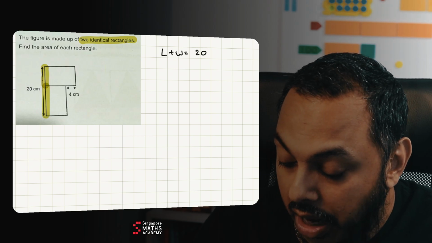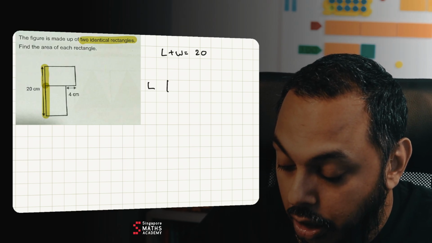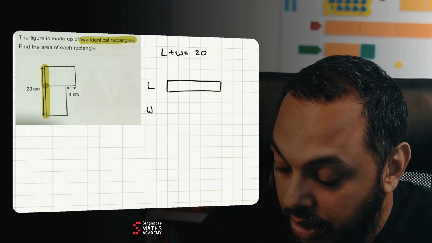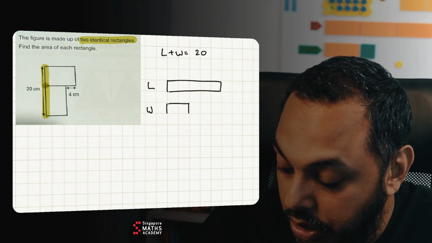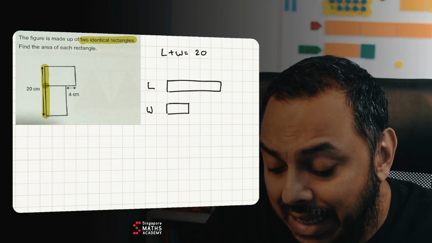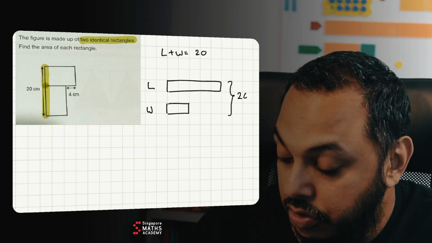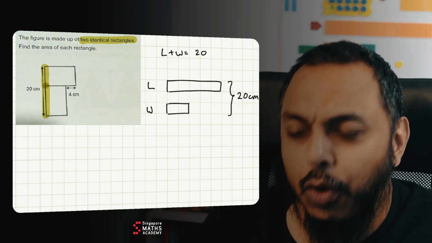Okay, what I might do though is I know the length is a longer side, right? So I'm going to draw a longer side here, and the width I can see is a shorter side, so I'm going to just quickly draw something like that here. And I know that all together, both of these together, is 20 centimeters. What else do I know?